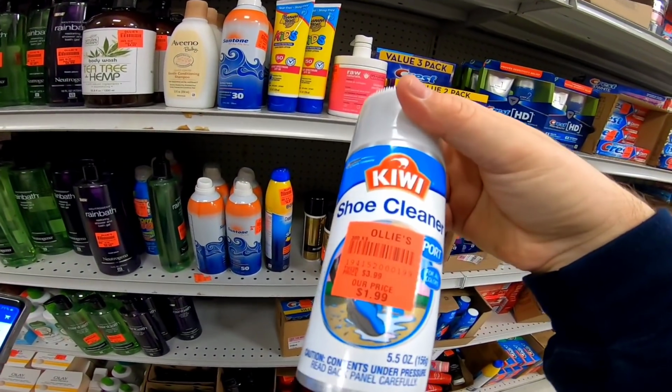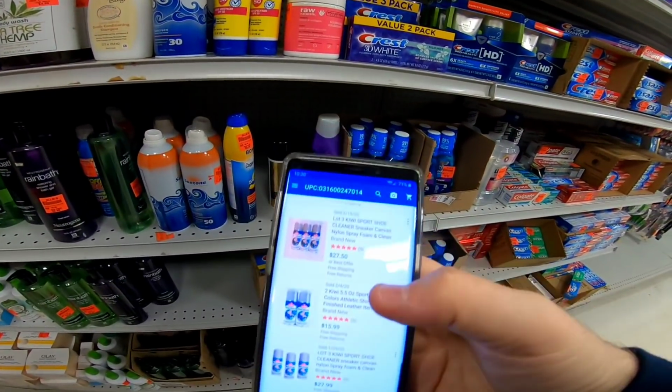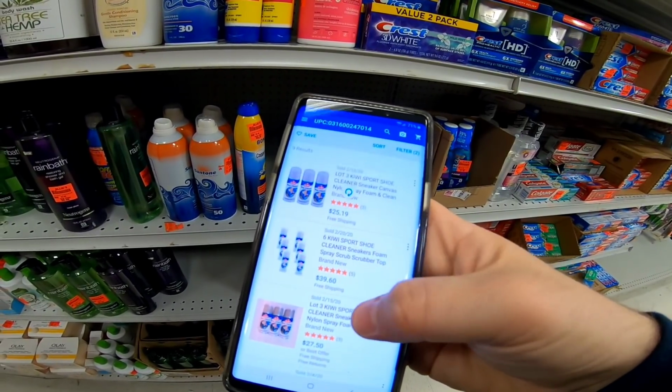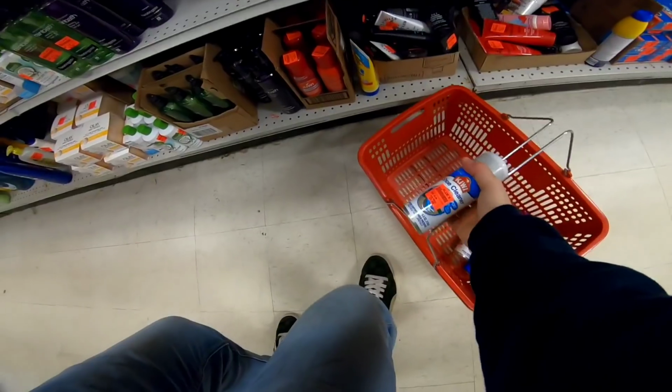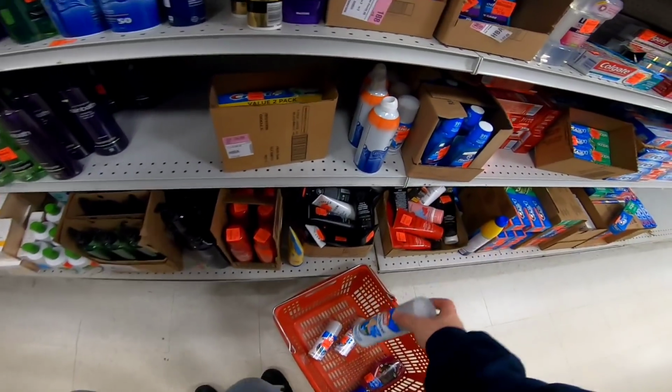I found this can of Kiwi shoe cleaner for $1.99, and when I scanned it on eBay, I found that there were a good number of listings, but there were also a good number of sold comps, so I thought it was a pretty good deal. I ended up finding 8 cans of this, and I bought all of them.